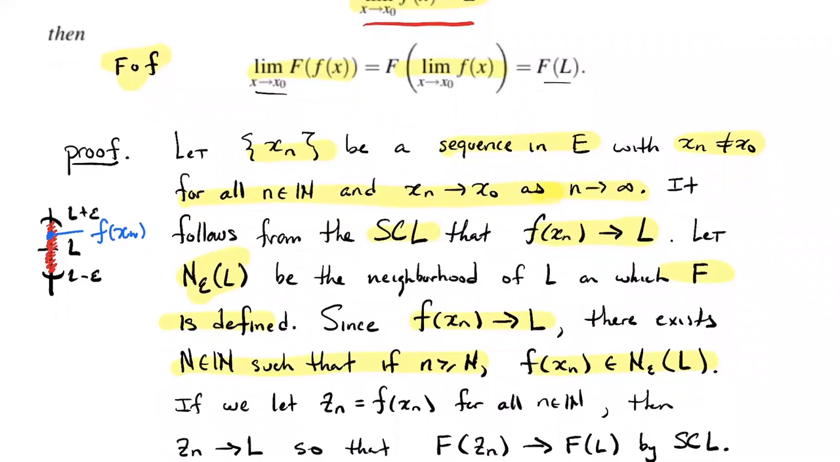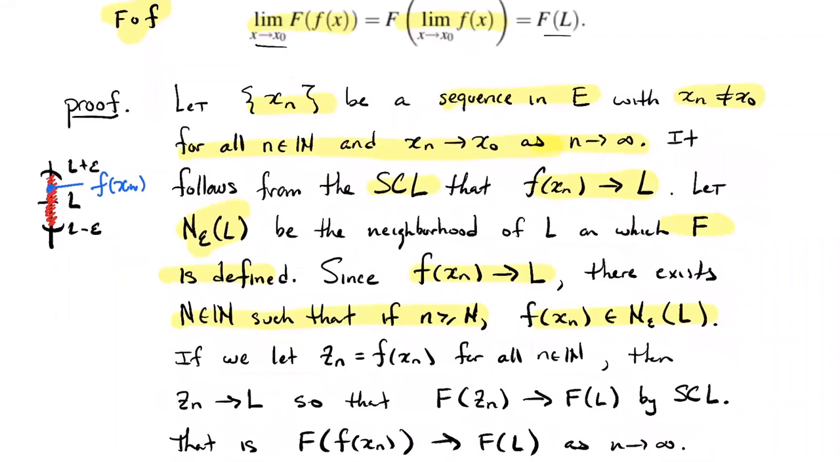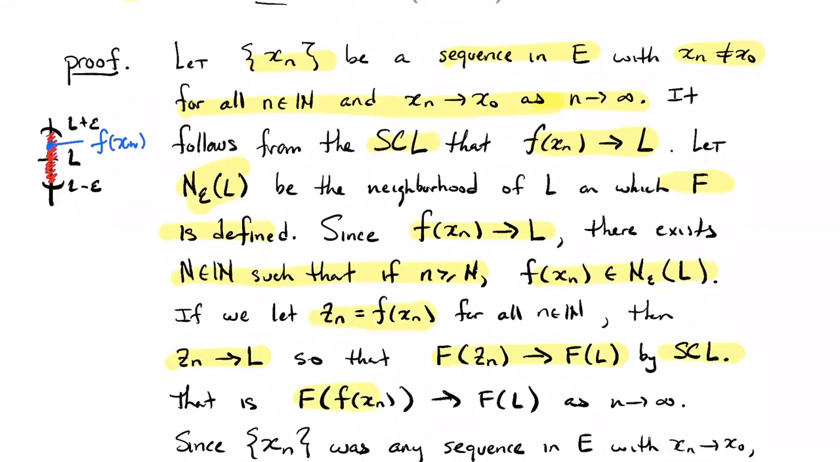So just to make the notation match the theorem a little bit, if I rename f of xn as zn, well, then zn is approaching L. I'm assuming that the limit as z goes to L of capital F is F of L. So then the image of that sequence goes to F of L, again by the sequential limit criteria. If I put all that together, capital F of zn is capital F of f of xn, and that converges to F of L.